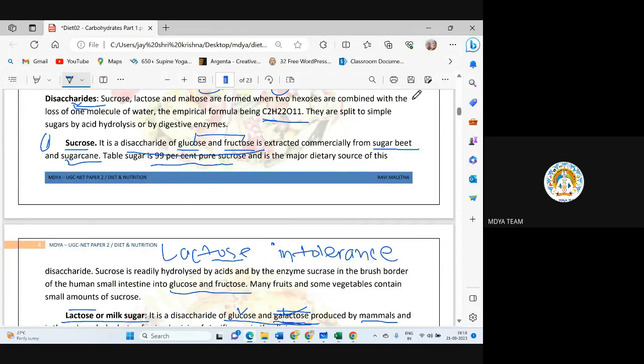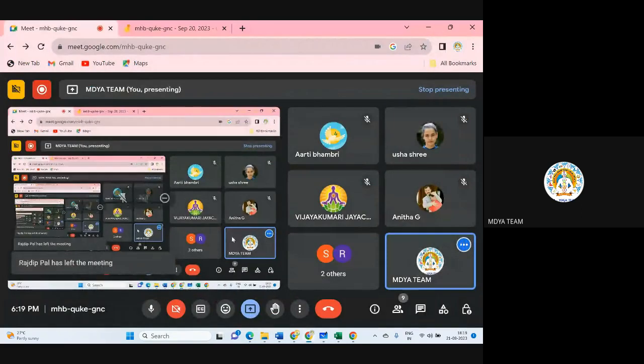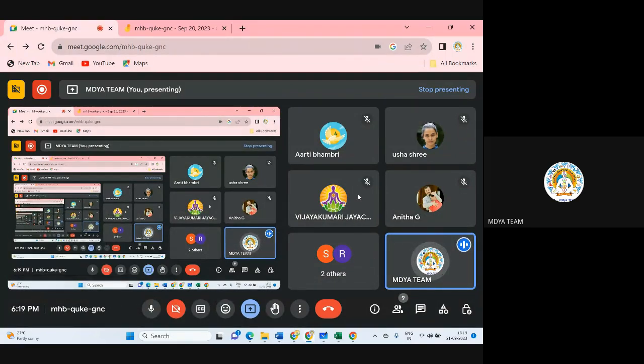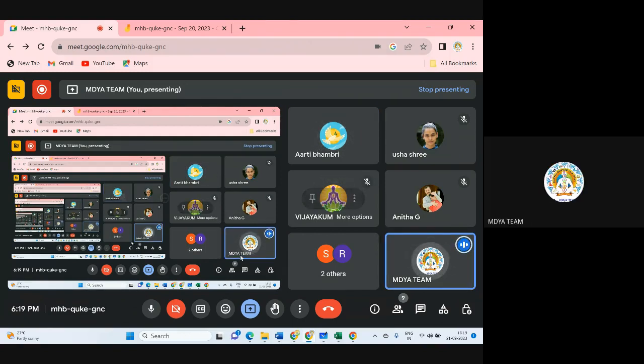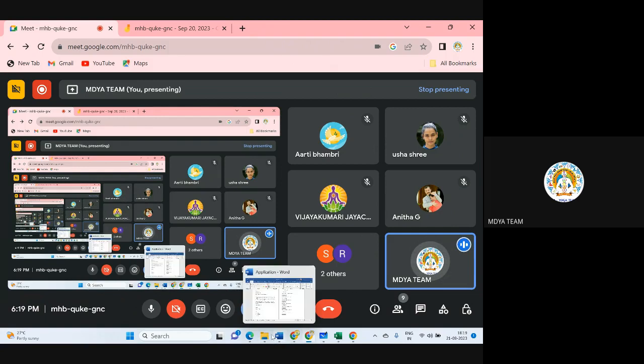Okay, so I will ask a question on this classification of carbohydrate. Which type of carbohydrate has the most complex structure? Polysaccharides. Yeah, very good. And which type of carbohydrate has the simplest structure? Monosaccharides. Yeah, it's monosaccharide. So I hope all are getting my point.